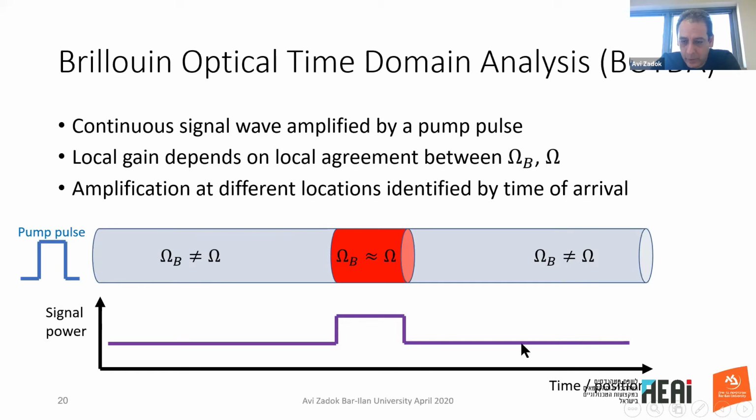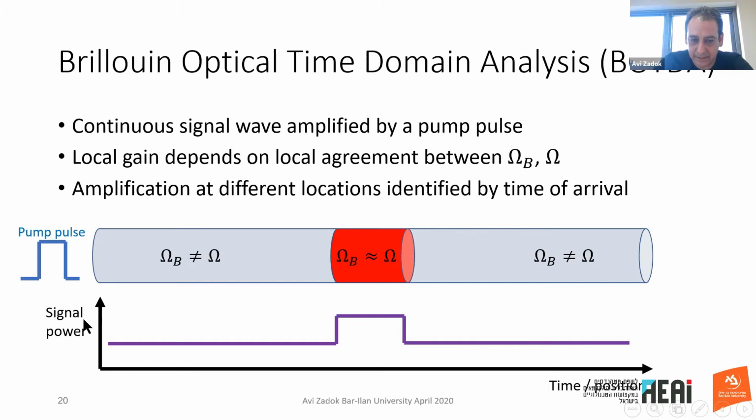well, there will be no amplification here because the difference omega does not match the Brillouin shift. Then there will be a limited region of amplification because only here there is agreement between acoustic frequency and Brillouin shift, and then again, there will be no further gain. So the signal power that we will measure will exhibit a rather short event of amplification, which would correspond to the extent of this region that I denoted here in red.